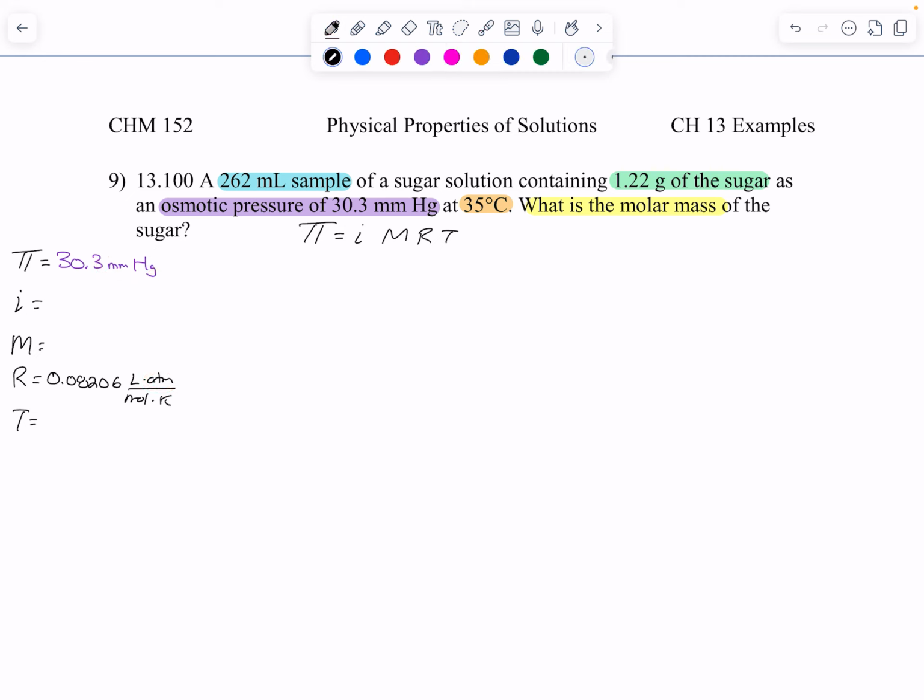I, what's i? Sugar. i is 1 because it's a molecule. Right, sugar's a molecule. Molarity is, we don't know yet. We know it's 1.22 grams, but we don't know the moles. And then T, 35 degrees Celsius. Well, we add 273 to that. Right? And so that's 308 K.